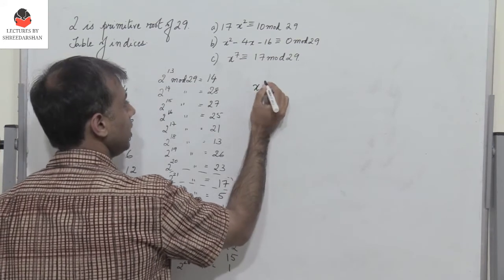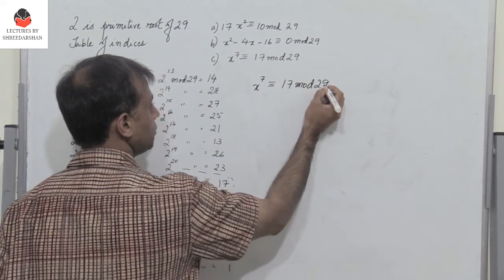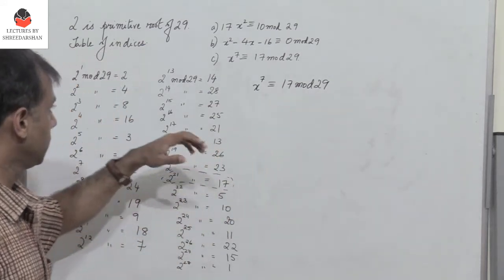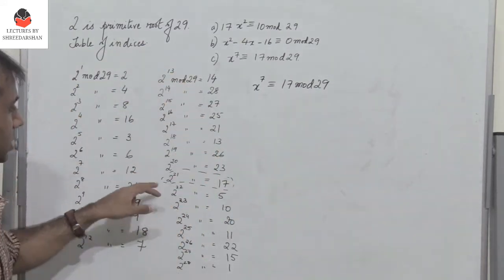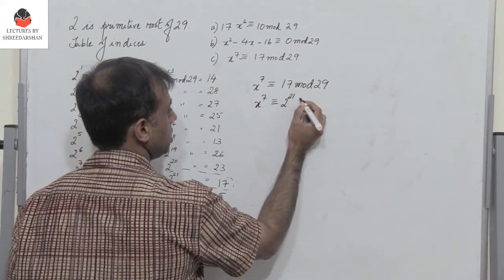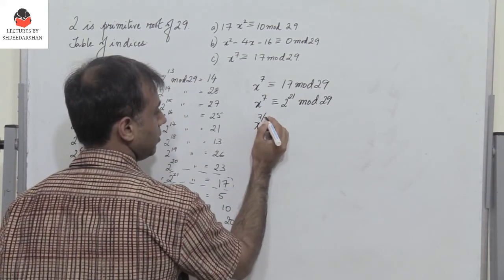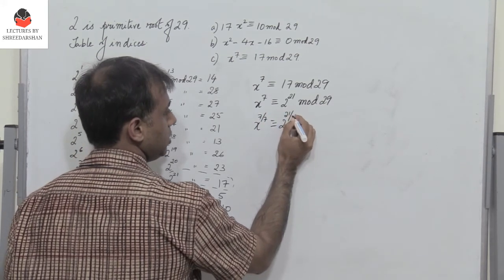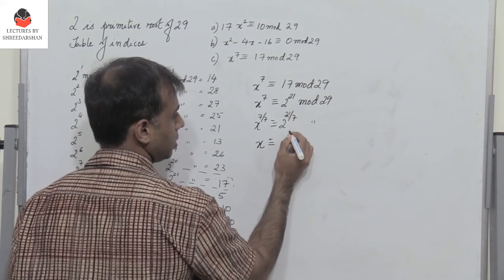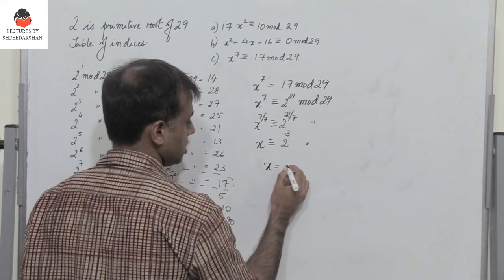The third one, we have x power 7 congruent to 7 mod 29. So we need to find the value of x. Now to find the value of x, I need to take the 7th root. Now let me see what is 17. 17 is 2 power 21. So x power 7 is nothing but 2 power 21 mod 29. If I take the 7th root, I get 2 power 21 by 7 in mod 29. So x is congruent to 2 power 21 by 7, which is 2 cube mod 29. So x is nothing but 8.